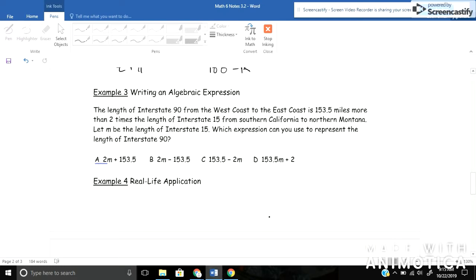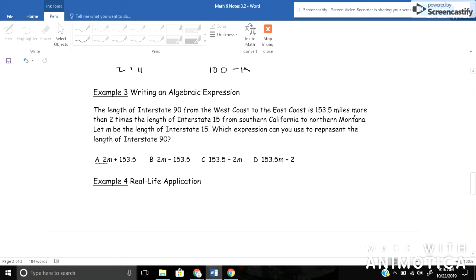Example 3 says the length of Interstate 90 from the west coast to the east coast is 153 miles more than 2 times the length of Interstate 15 from southern Cal to northern Montana. Let M be the length of Interstate 15. Which expression can you use to represent the length of Interstate 90?